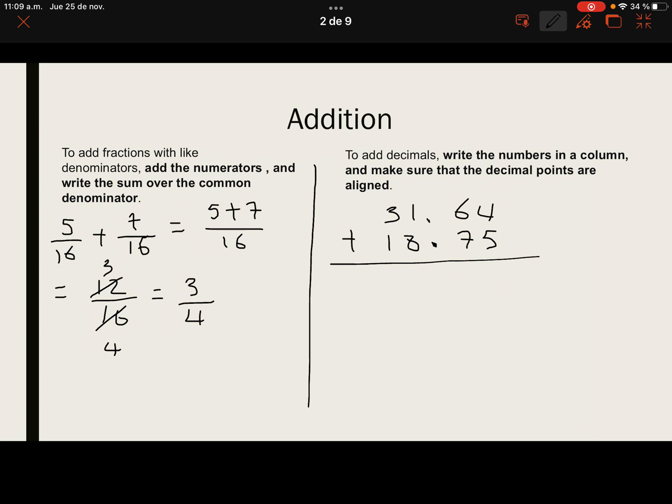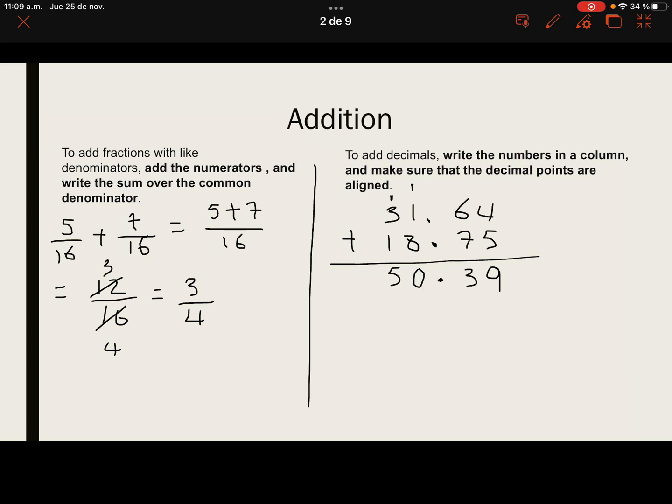Then 4 plus 5 is 9, 6 plus 7 is 13, 3 here and 1 in the next column. Now 1 plus 1, 2 plus 8 is 10, 0 here and 1 in the next column. 1 plus 3, 4 plus 1 is 5. Then the final answer is 50 and, because the decimal point is aligned, 50 and 39 hundredths.